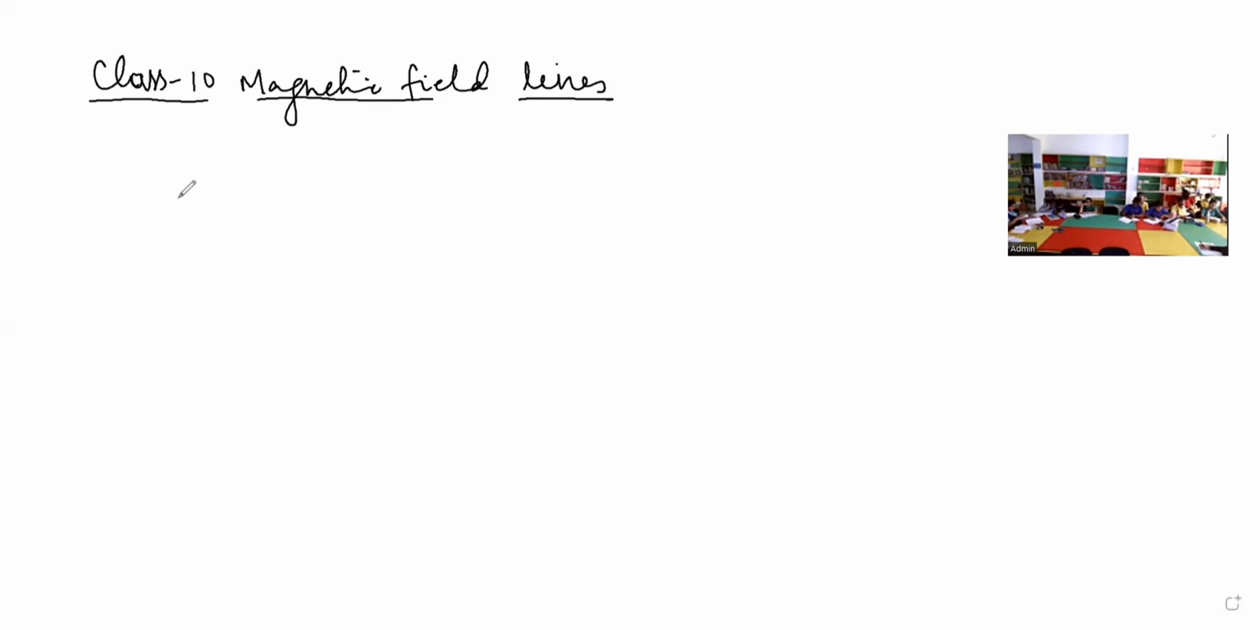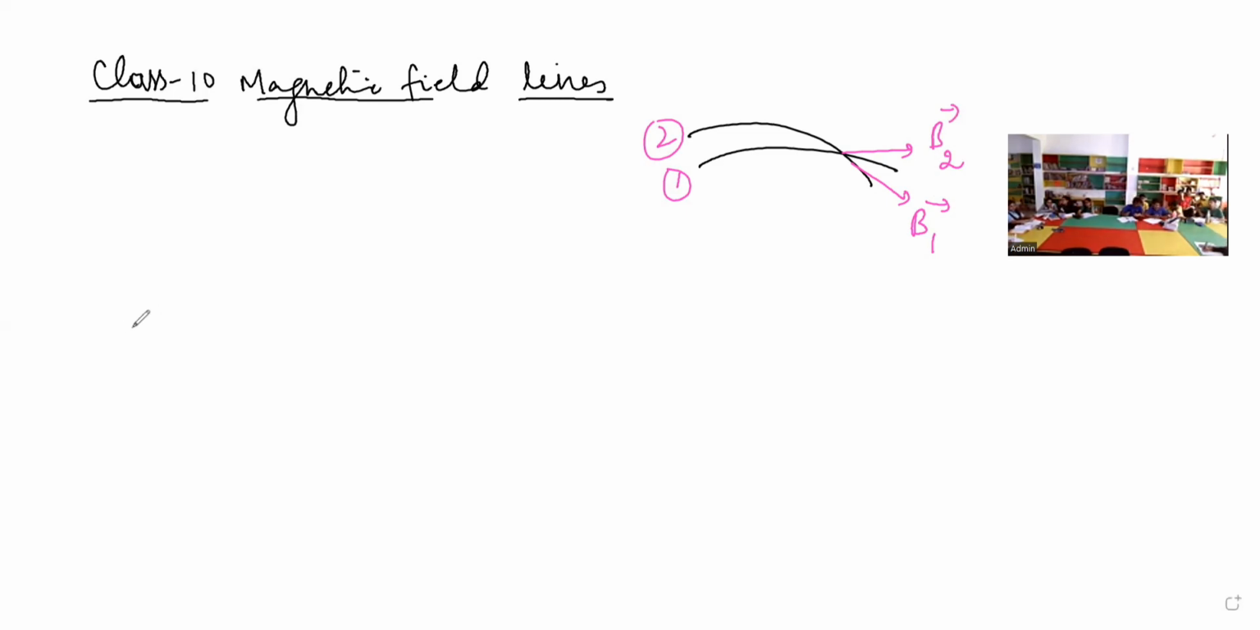Then third can be, they never intersect each other, because two directions of magnetic field at one point is not possible. You can show this with the diagram also. Let's say these are two magnetic field lines which are intersecting. Then there can be two directions of magnetic field at the same point. Practically it is not possible.